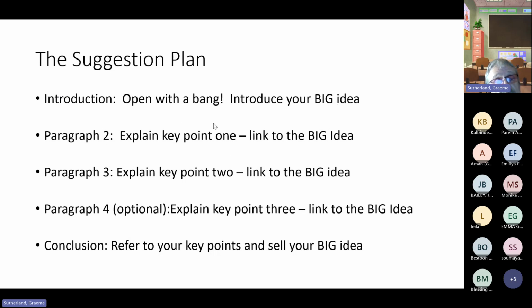Paragraph 2, explain your first key point, which could come from one of the points in the suggestion, and link that to the big idea. Paragraph 3, explain key point 2 and link to the big idea. Paragraph 4 is optional, but you could do a third key point, but you must have a conclusion.